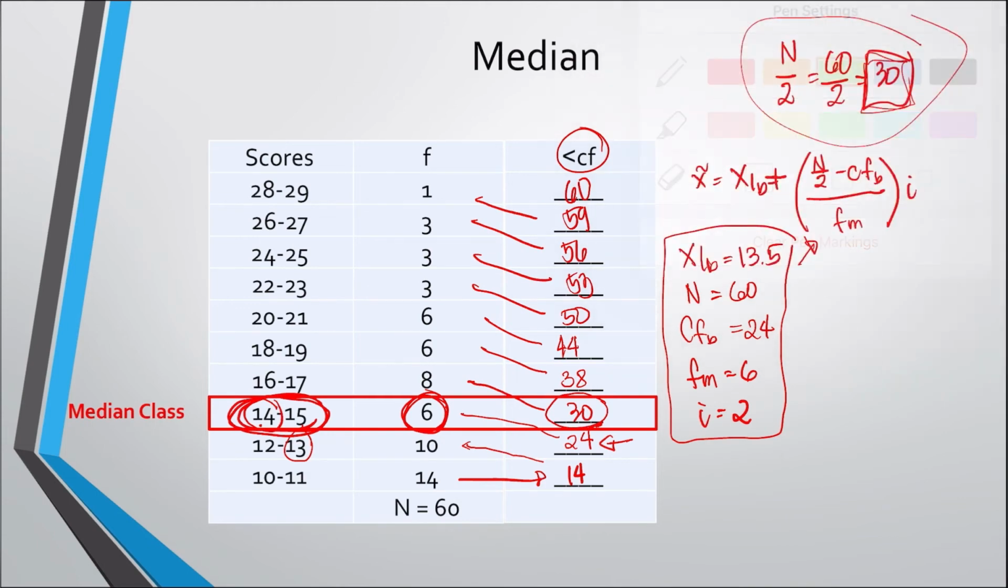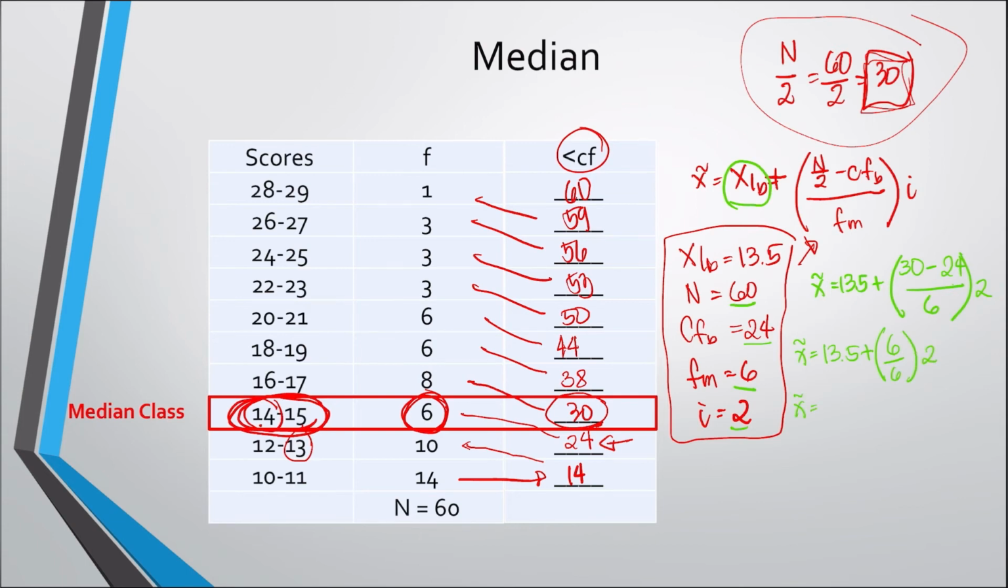Palitan lang natin ng color. Okay. So, ang ating formula is median equals 13.5 plus n divided by 2. Ang n natin ay 60. 60 divided by 2 is 30 minus cumulative frequency before is 24 over F sub M is 6 times interval is 2. Okay? So, the median is equal to 13.5 plus 30 minus 24 is 6 over 6 times 2.